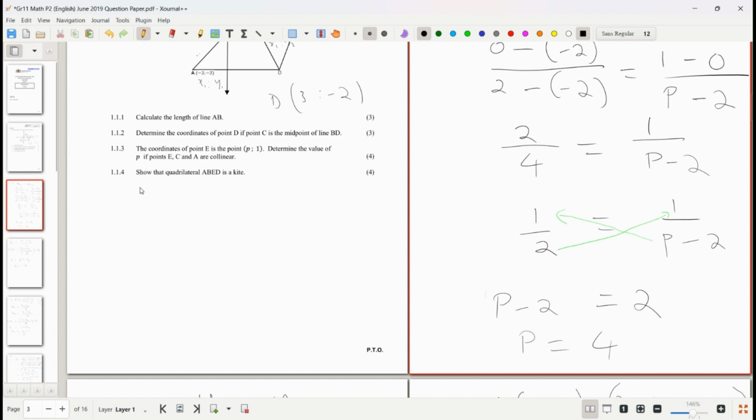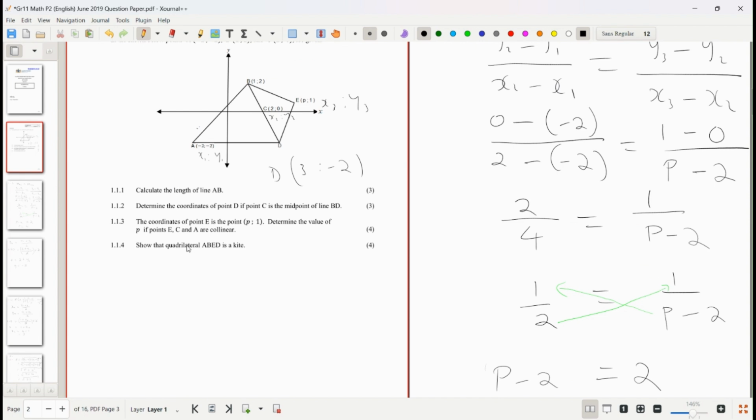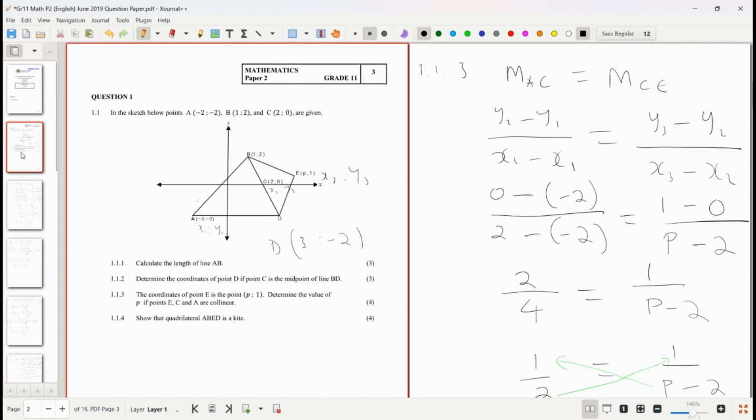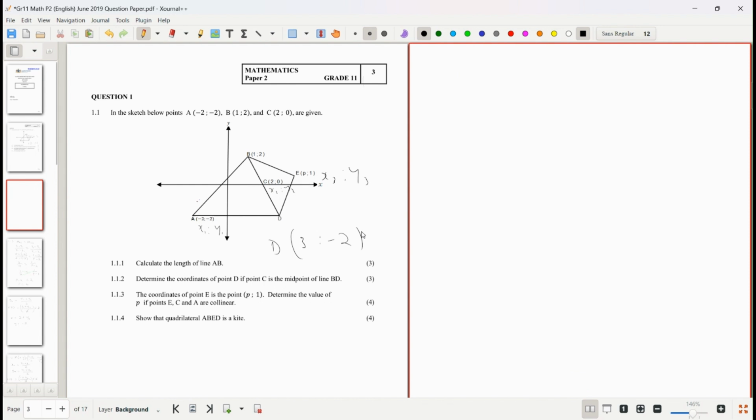So for the final one, they ask us to show that ABED is a kite. How do we show it's a kite? We know that the diagonals of a kite must be perpendicular. It's one of the properties of a kite. So I suggest that you do some revision of the properties of a kite.